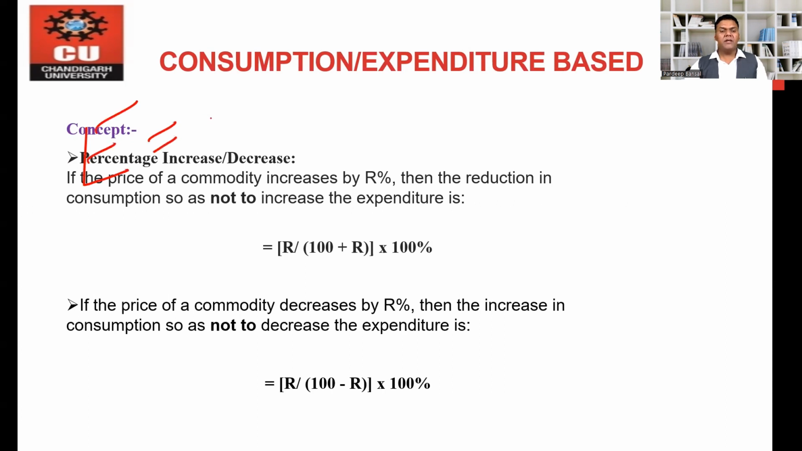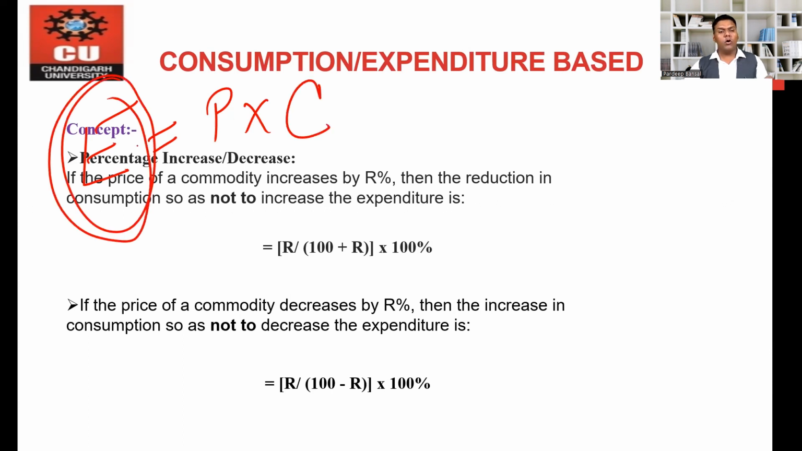Expenditure is nothing but the price of an article multiplied by consumption. Let's assume my monthly expenditure on the consumption of rice to be a constant value. I don't want to increase my expenditure, but unfortunately there is an increase in the price of rice. So my consumption has to decrease.